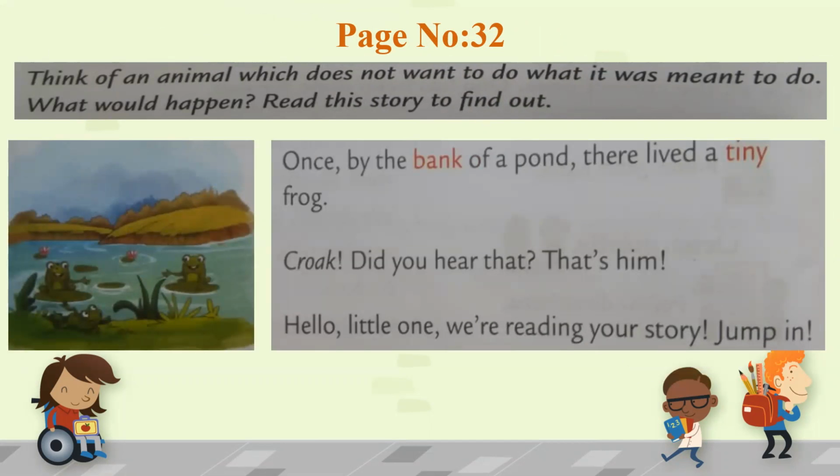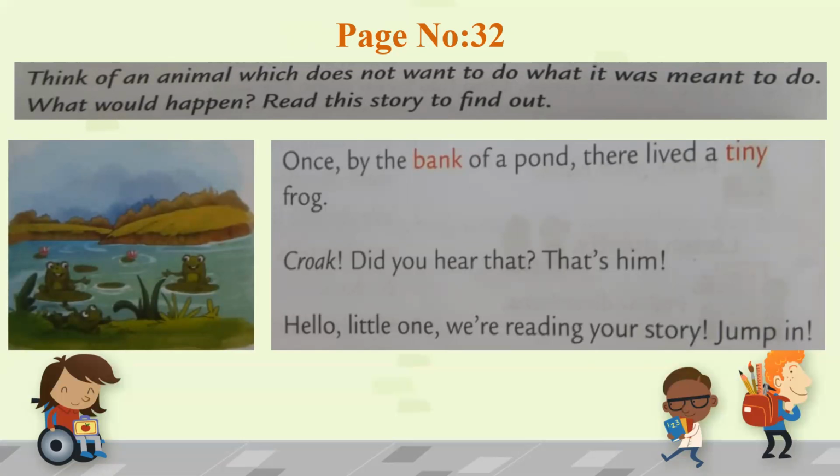Once, by the bank of a pond, there lived a tiny frog. Croak! Did you hear that? That's him. Hello, little one. We are reading your story, Jumpin. So the name of the frog is Jumpin. You know, always the frog keeps on jumping. It will not walk, isn't it?